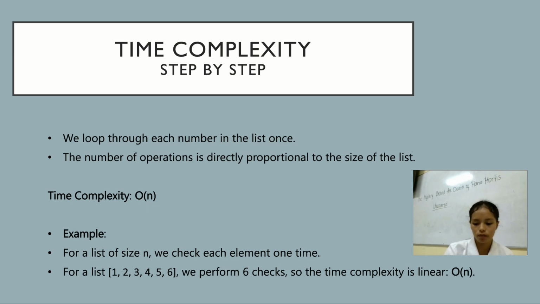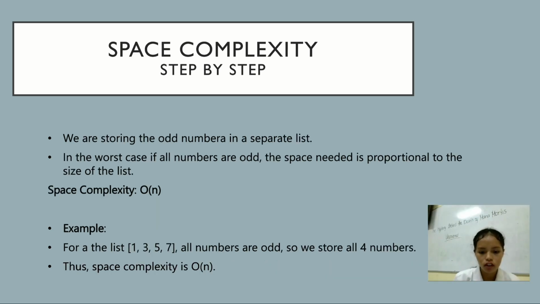Next, let's look at the space complexity. We are using an extra list to store the odd numbers. So, for space complexity, we are storing the odd numbers in a separate list. In the worst case, where all the numbers are odd, we would need to store all n elements, meaning the space complexity is O of n. This is because we are using additional space for the result.